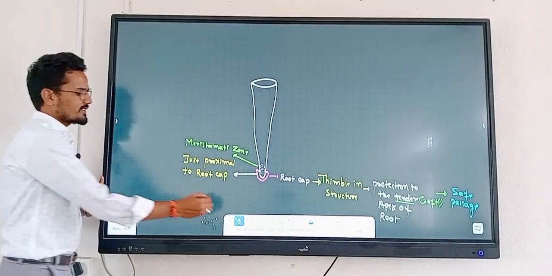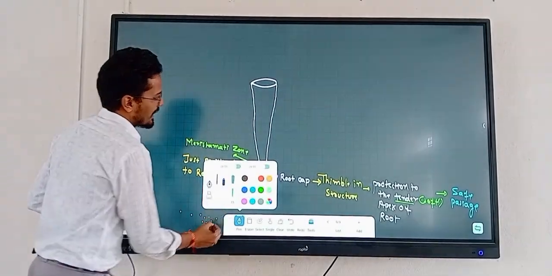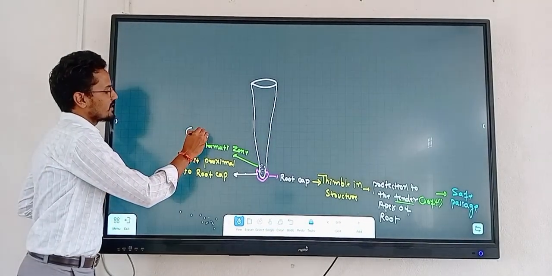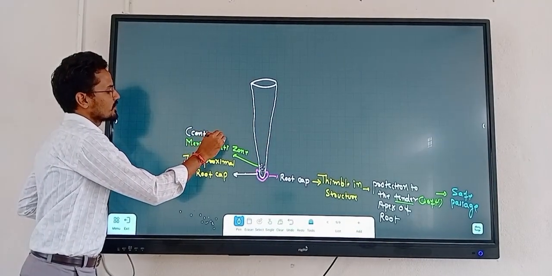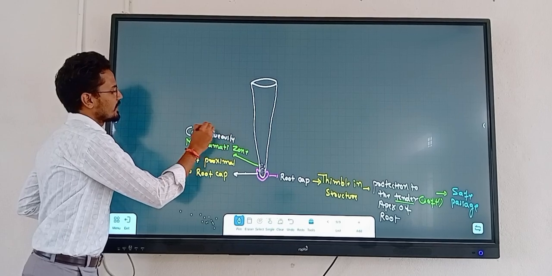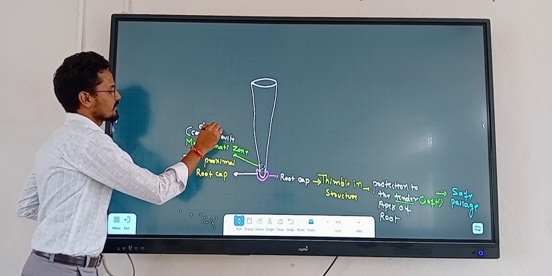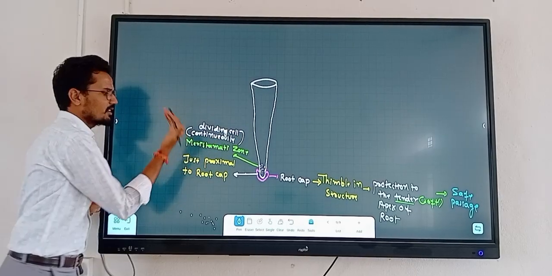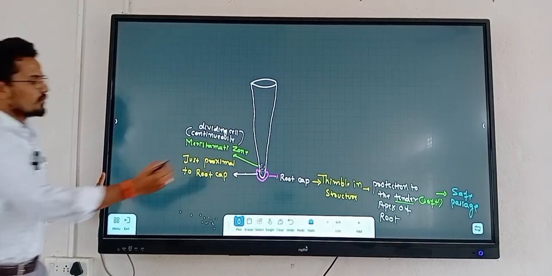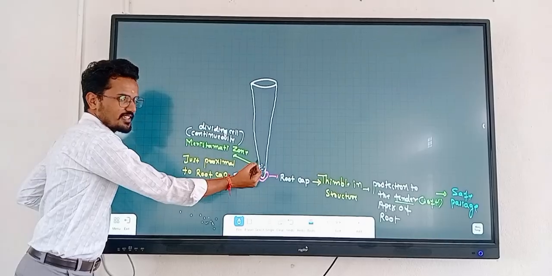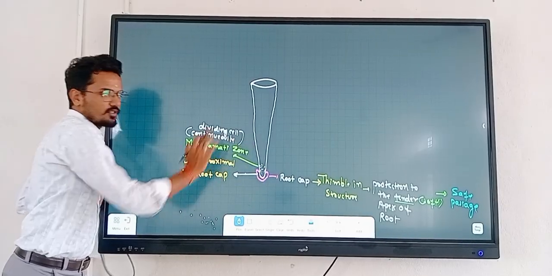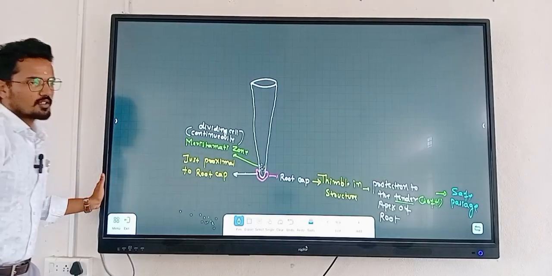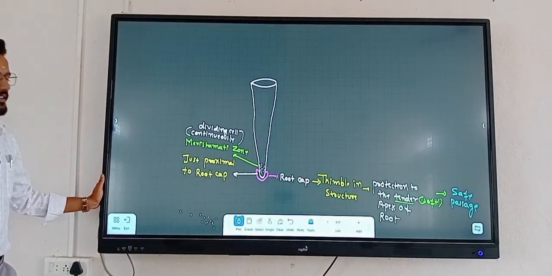Okay, in this meristematic zone, you all have an idea about that. Meristematic means continuously dividing cells are there. Here the group of cells divide continuously. That's why it is called a meristematic zone.